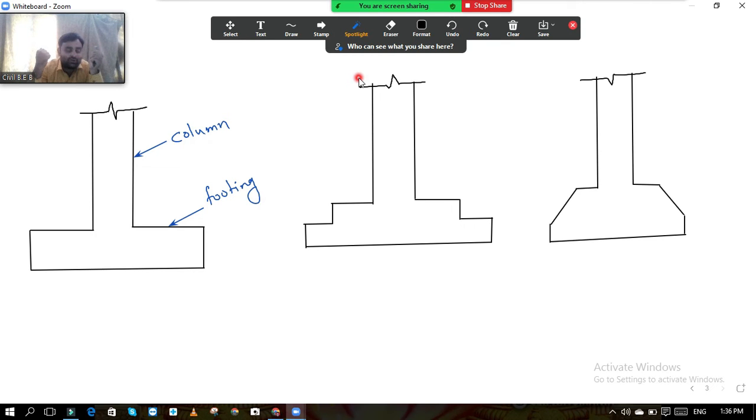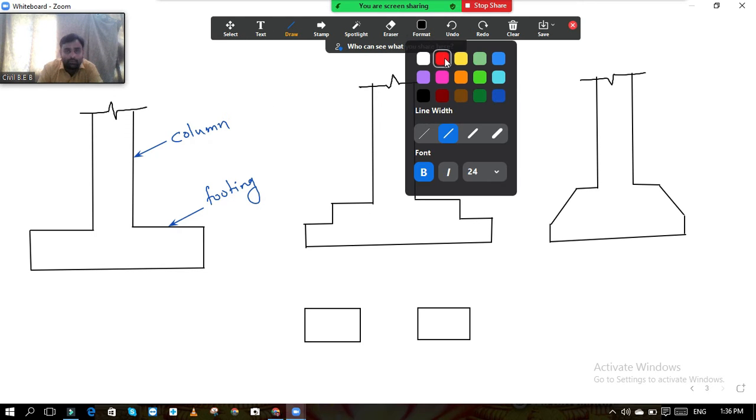For these constructions, in this type of scenario, we go for the combined footing. And what is the combined footing? Now if I show you a combined footing in plan, suppose this is my first column, column number 1, and this is my second column, column number 2. But my problem is, suppose my plot boundary is here itself.